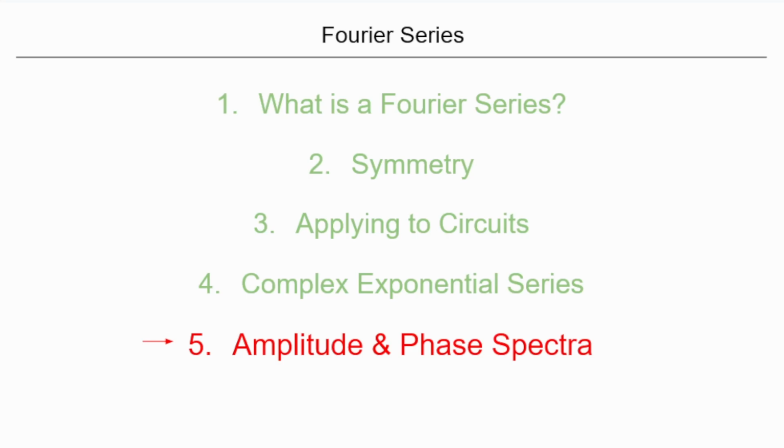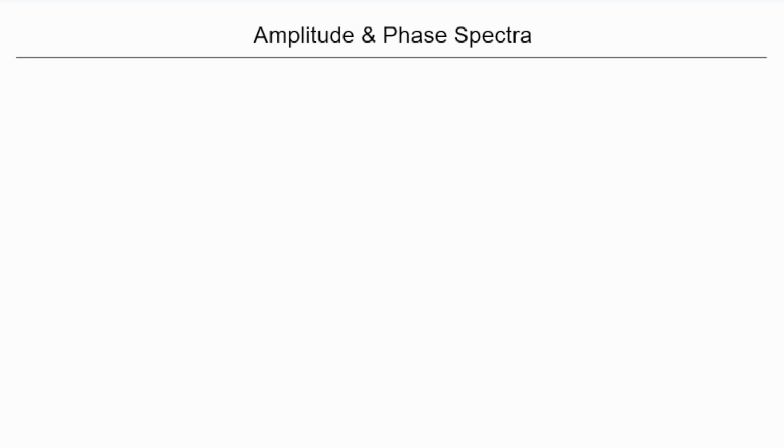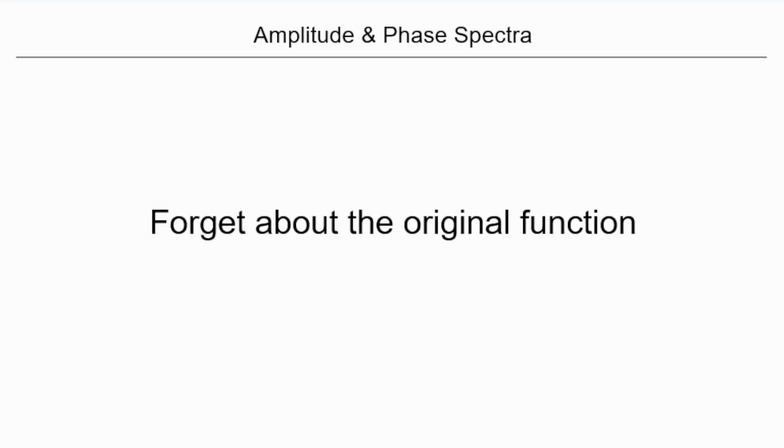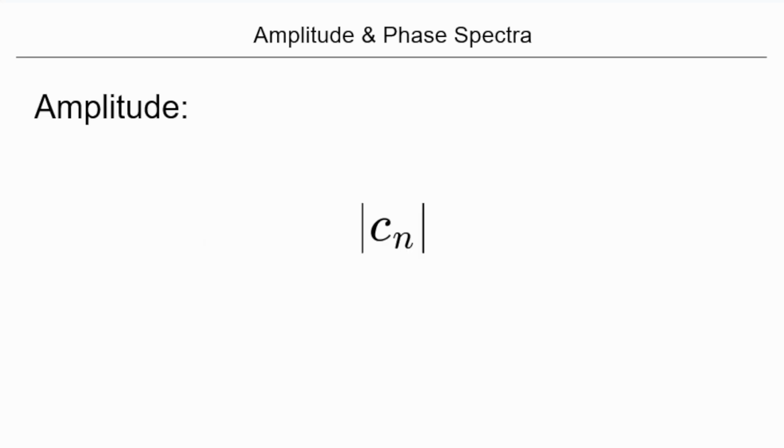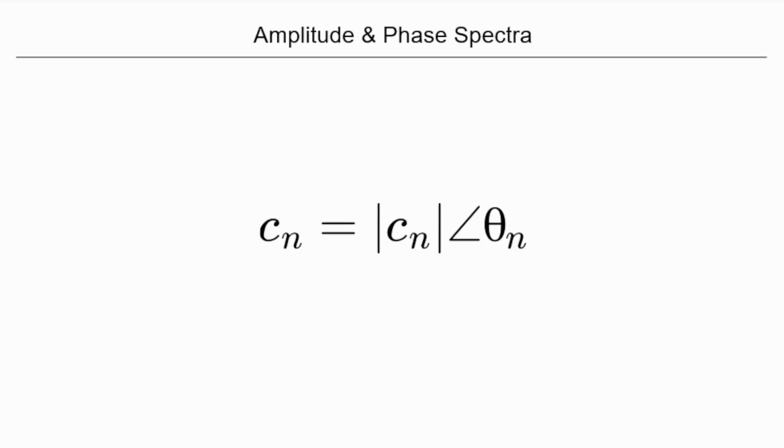Now finally, we'll talk about amplitude and phase spectra. So why would you use amplitude and phase spectra now that you have the coefficients? They allow us to forget about the original function. So we don't have to think of the actual exponentials, just think of the amplitude and of the phase. The amplitude is the magnitude of our coefficients. The phase is, well, the phase. So our original Cn would be the magnitude with this phase.